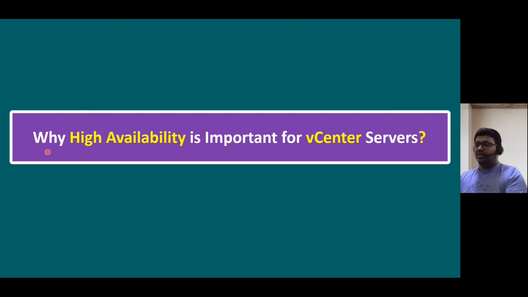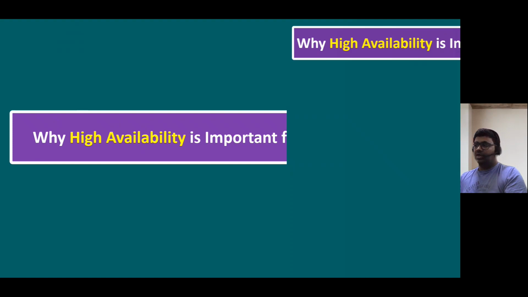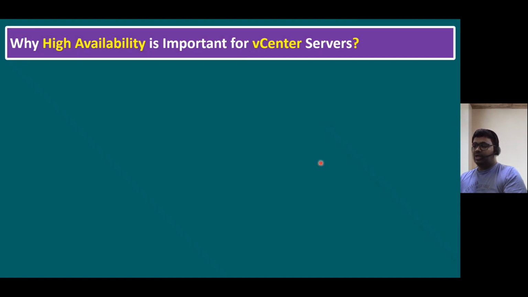So now it's time to discuss why high availability is important for vCenter server. As we discussed, vCenter is the primary management platform for all our external integrated components. When the vCenter is down, definitely there will be a production impact. That's the reason we need to provide high availability for vCenter server. So let me explain the same point in one brief diagram. The vCenter server appliance is our centralized management platform.